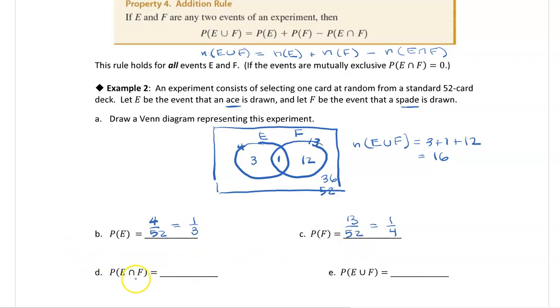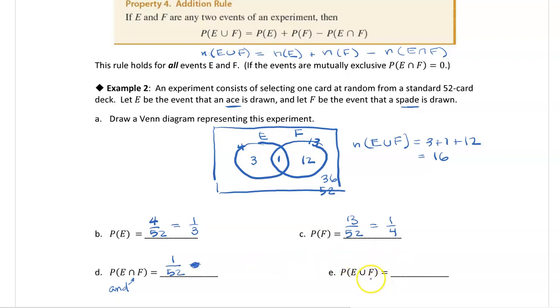What is the probability that we draw an ace and a spade? Not two separate cards, but one card that's an ace and a spade. There's one ace of spades out of 52. So our probability of drawing the ace of spades is 1/52. I don't need the equal sign because we can't reduce that.